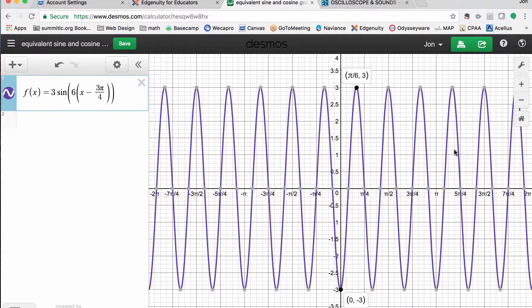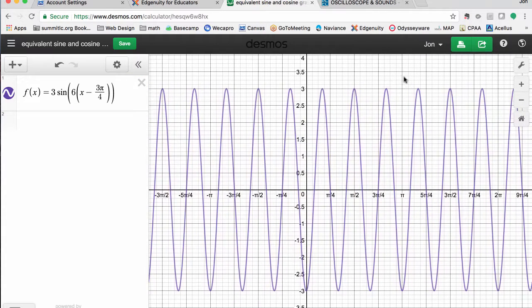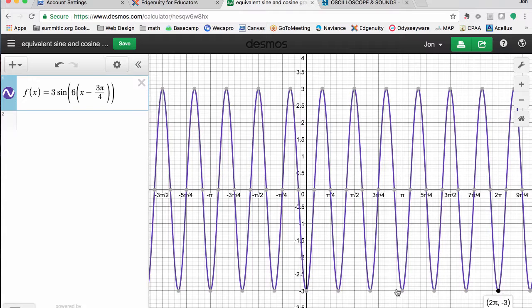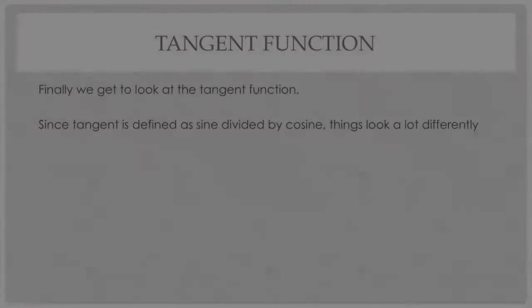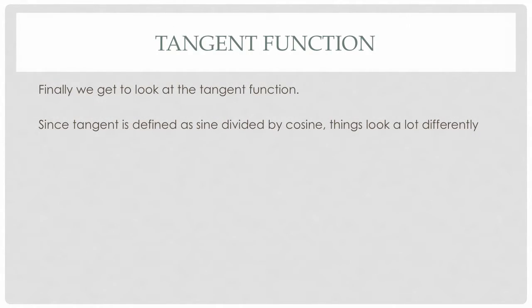Now, in the span of 2 pi, so here's 2 pi right here, does it repeat 6 times? Well, there's 1, 2, 3, 4, 5, 6 times, just like we wanted. So 6 waves all happen in that 2 pi period right there. And it's exactly like the graph that we wanted to do. So I'm feeling pretty good. I'm checking my work. I like this. This equation works.